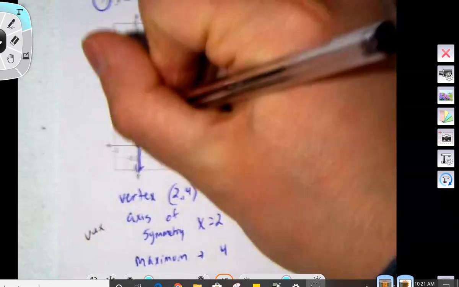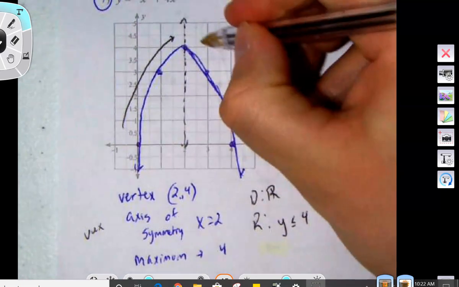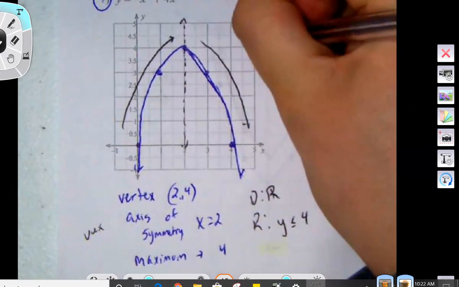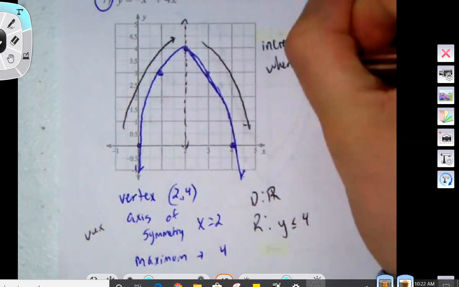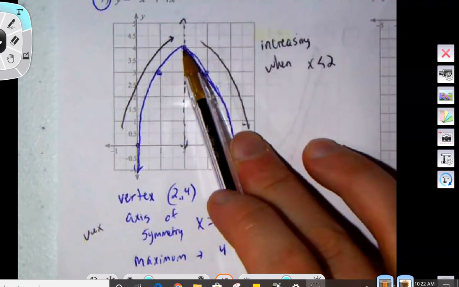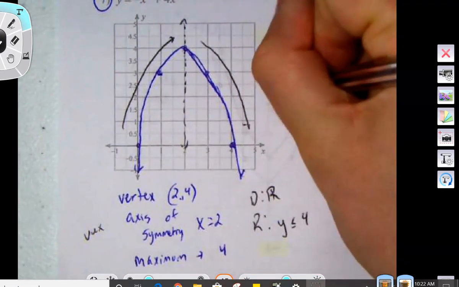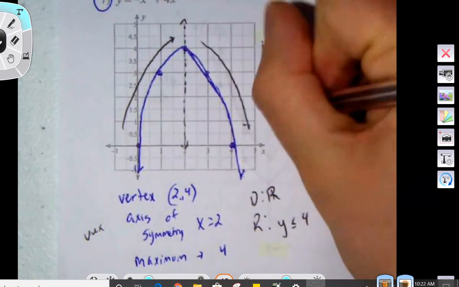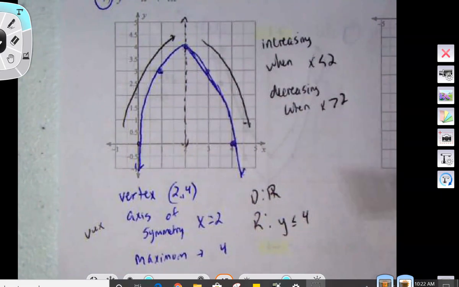So then the last thing we need to state is when it's increasing and decreasing. If I look, my graph is increasing on this side of x equals 2, and then it's decreasing on this side. So we can say it is increasing when x is less than 2. We can't say equal to because that's where it stopped, right? If it's increasing and decreasing, it has to stop somewhere. And then we can say it is decreasing on the other side, so when x is greater than 2. And overall, we did a pretty good job with this kind of problem on the quiz from last week, which is great.